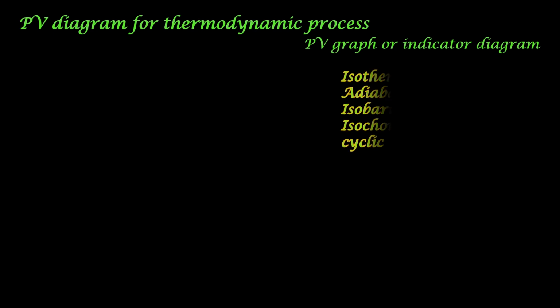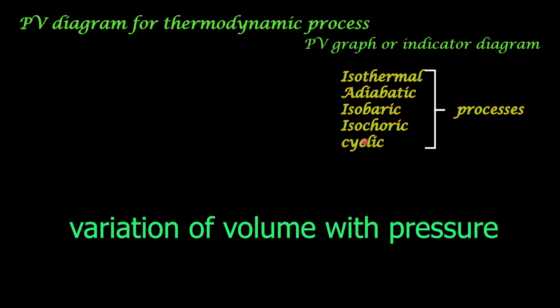We will discuss PV diagram for thermodynamic processes. This is also known as PV graph or indicator diagram. The shape of the graph depends upon the type of the thermodynamic processes like isothermal, adiabatic, isobaric, isochoric, cyclic, etc. We will discuss the shape of this PV graph for these different processes one by one. Also see the significance of PV graph, that is the importance of plotting this graph. By the by, what is PV graph? It is a graphical representation of variation or change of volume with pressure.